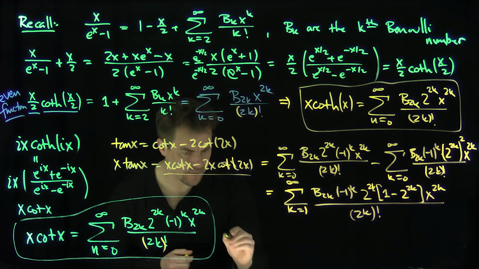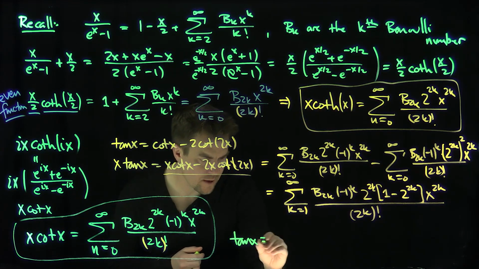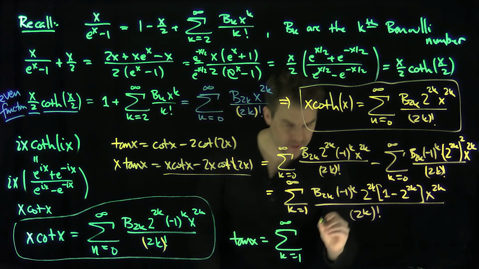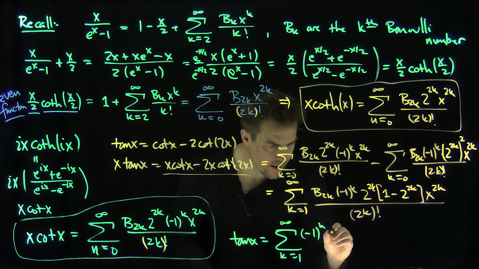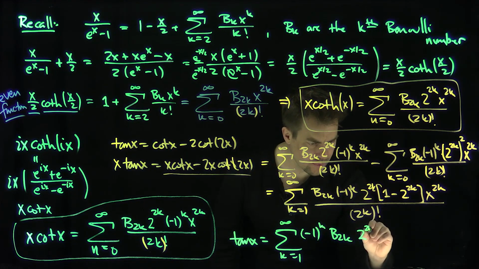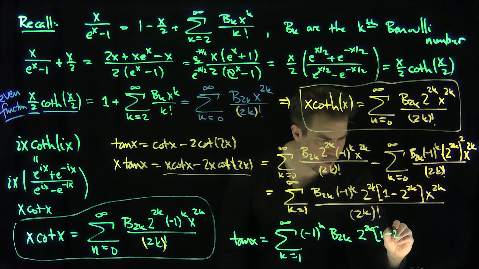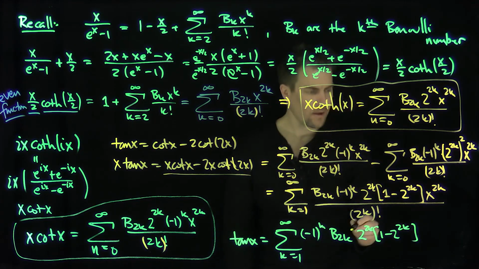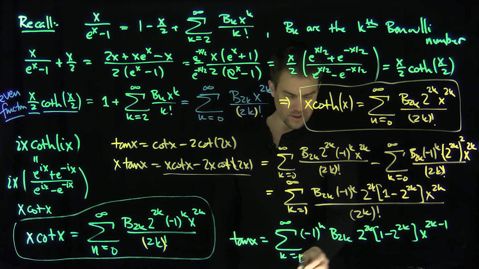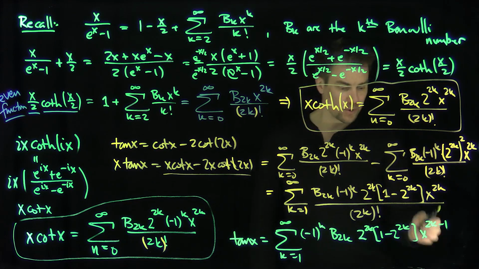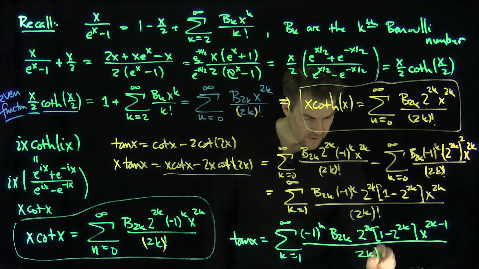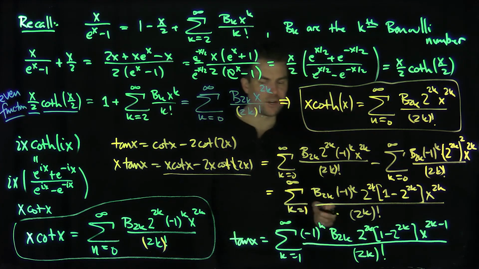Then we get our final result. It says that the tangent of x is equal to the sum, k goes from 1 to infinity, of negative 1 to the k, the Bernoulli number B_{2k}, 2 to the 2k, and then 1 minus 2 to the 2k, and then x to the 2k minus 1, over (2k) factorial. And that makes sense. When I plug in k equals 1, this is going to be x to the power 1, which we know tangent does. And this is the Taylor expansion for tangent of x.